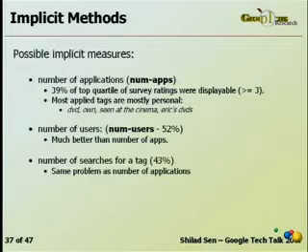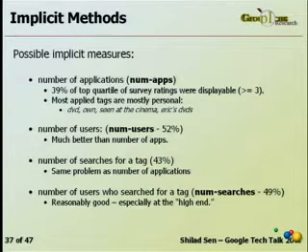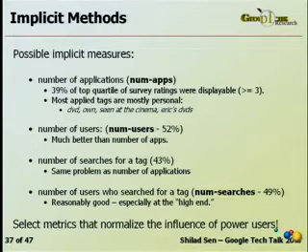Another thing we looked at was the number of searches for a tag. Turns out that if you just look at the raw number of searches, it has the same problem. A few very power users skew the results. But if you normalize by user and you look at the number of users who search for a tag, it does much better. It does particularly well on the high end. For the top 1 or 2%, I think it was up at 80% precision. So what can we take from these implicit measures? Well, one thing is that you should select implicit measures that normalize the ability of particular users to influence your metric. So we don't want a few power users skewing the results for all the rest of the users.